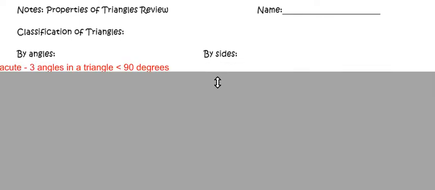If we noticed that all three angles in the triangle were less than 90 degrees, we called it an acute triangle. So maybe something like this, where you can tell that all of these angles are obviously less than 90 degrees.